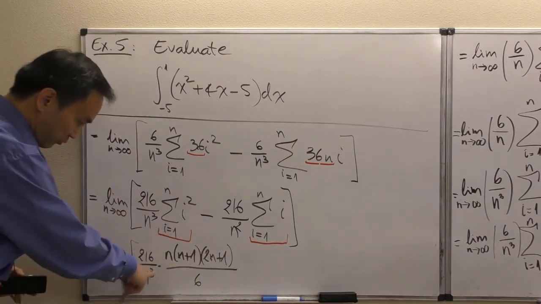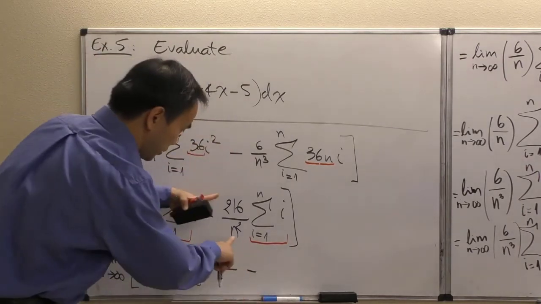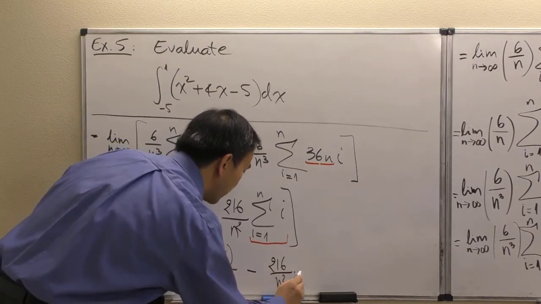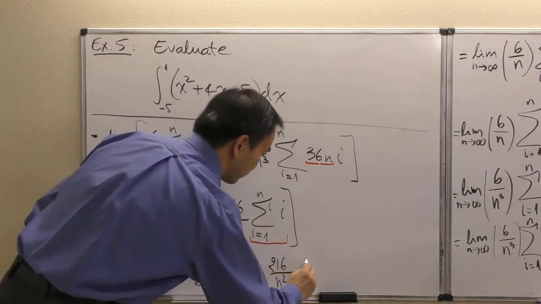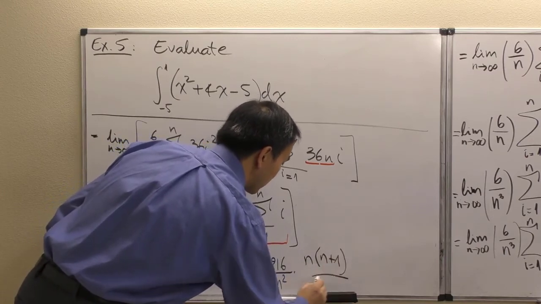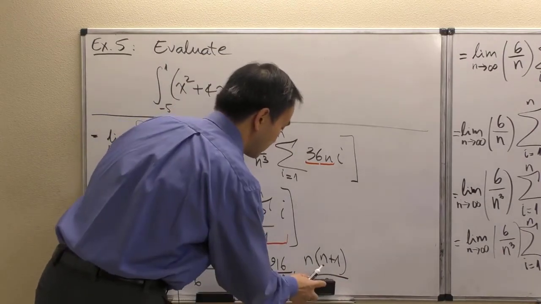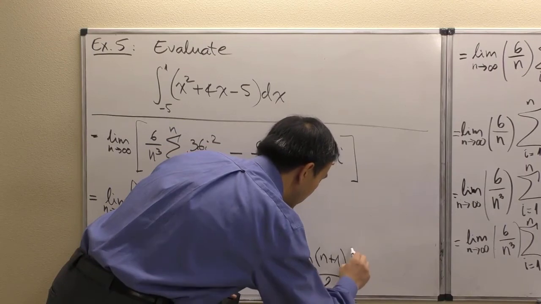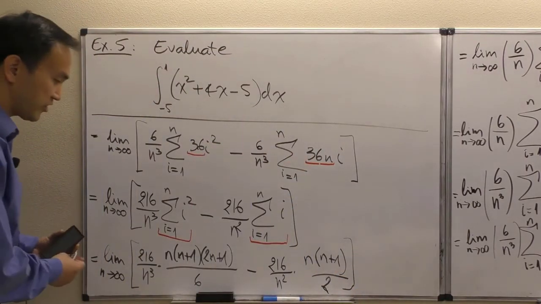Some more algebra will cancel out nicely in the next step. Then minus, and now we have 216 over n squared, and we're multiplying that with the summation of the i terms, which arrives at the final expression n times n plus 1 over 2. All right, and now a lot of nice cancellation can happen right here.